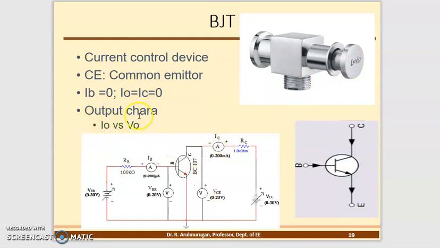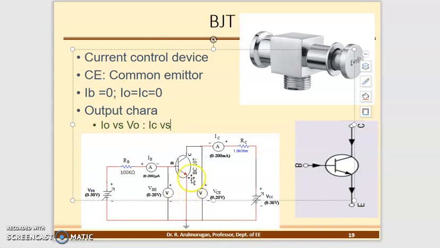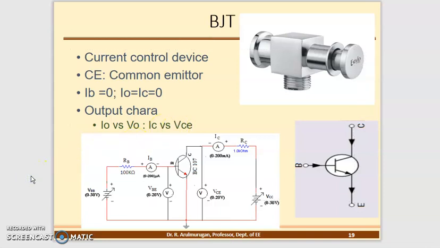What are the output characteristics? You will see the output current versus the output voltage. The output current is called the collector current. So collector current versus output voltage. What is the output voltage? Collector to emitter voltage. That's all. So this is called the output characteristics.